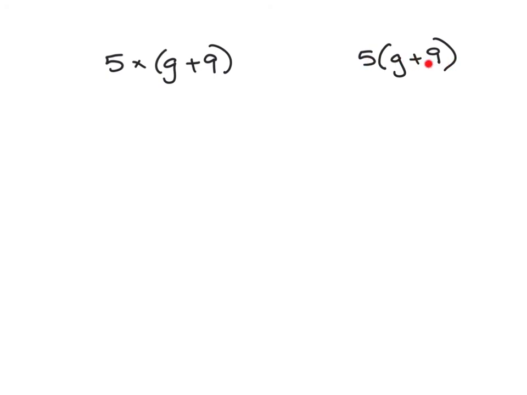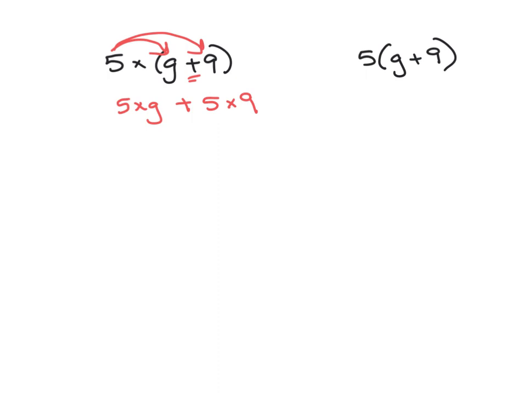I wrote this over here looking like this because most of the time you'll see this expression looking like this. You'll become comfortable with the fact that the number next to the parenthesis is an automatic assumed multiplication. So this is 5 times everything inside. So we can rewrite this as 5 times G added to 5 times 9. That 9 looks like a G, doesn't it? Let me fix that. Okay, there we go. All right. That's 5 times G plus 5 times 9.